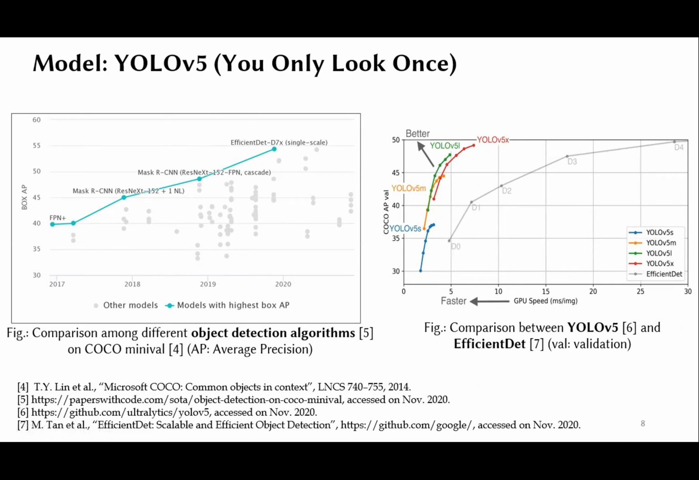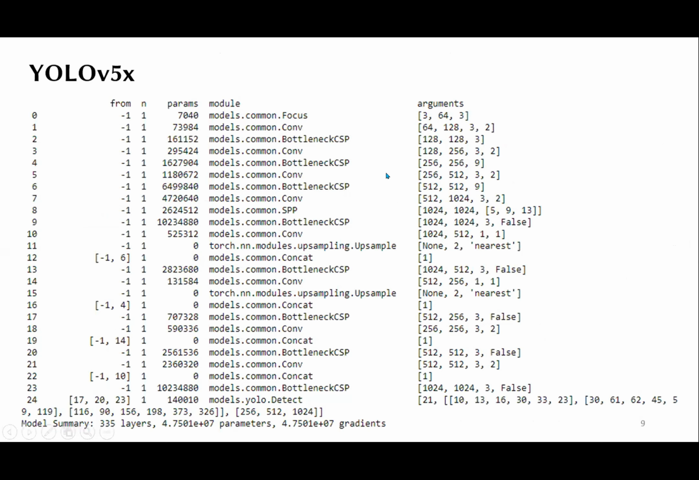We also explored EfficientDet, but the YOLOv5x model performed the best. The YOLOv5x model we used is a deep learning based object detection algorithm. The YOLOv5x model especially has about 335 layers, which has about 47 million parameters and 47 million gradients. It consists of these channels described.